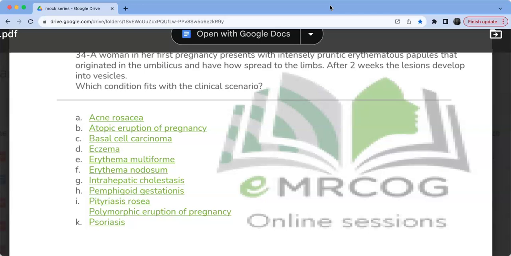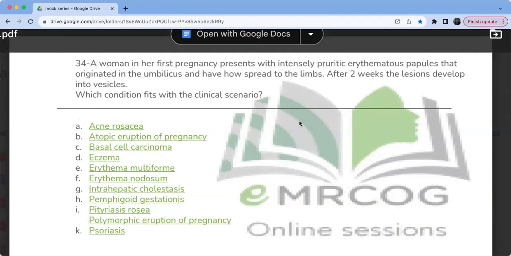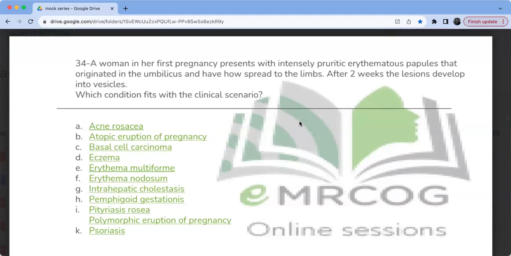Guys, the previous question's answer is F, the inferior vena cava filter. I didn't say anything about low molecular weight heparin, okay? Focus on that. Question 34, please.